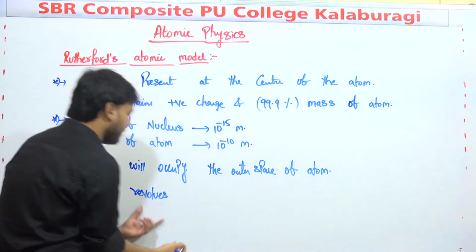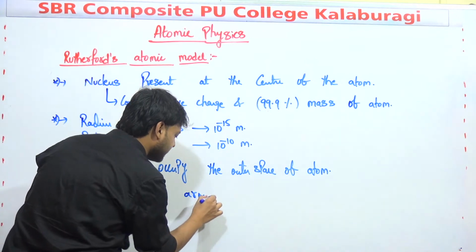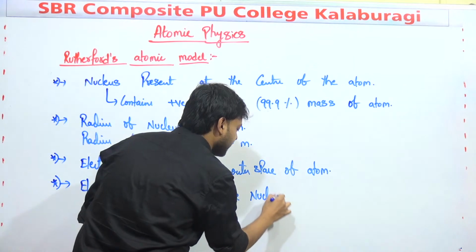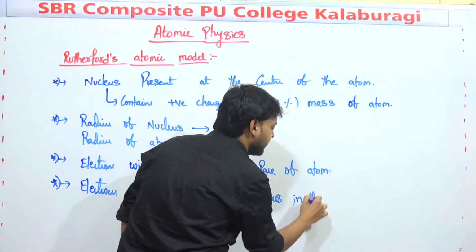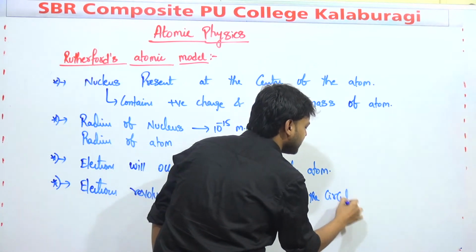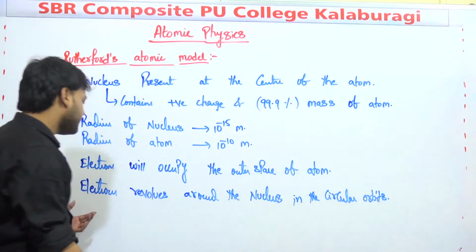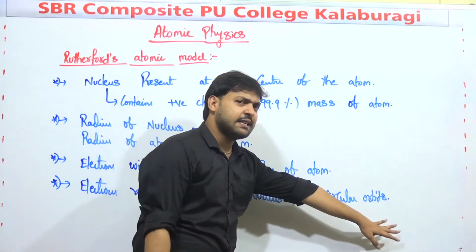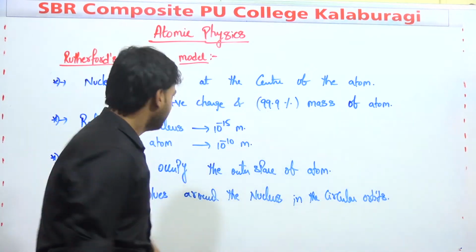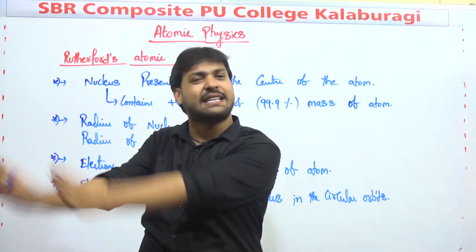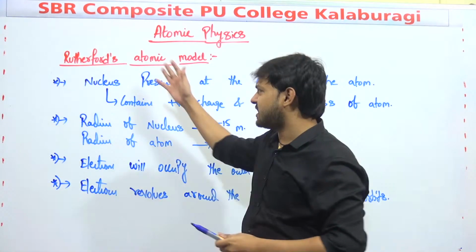The electron revolves around the nucleus in the circular orbits. We know all the things, but we have to write all these things, right? So electrons will revolve around the nucleus in the circular orbits. These are the different things that he observed in the alpha ray scattering experiment. So these are the observations.